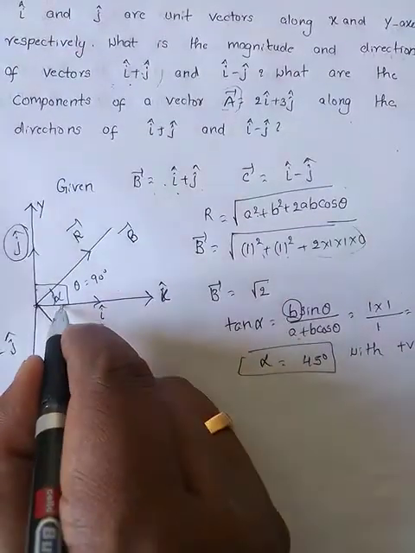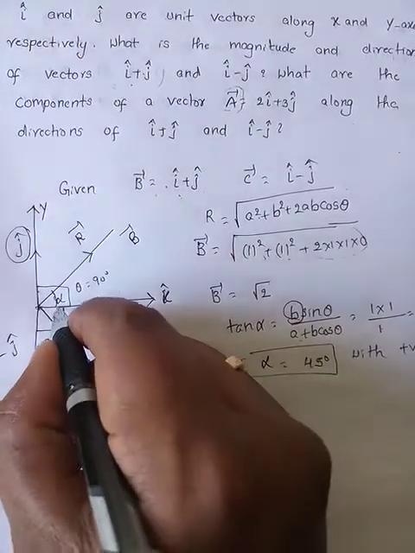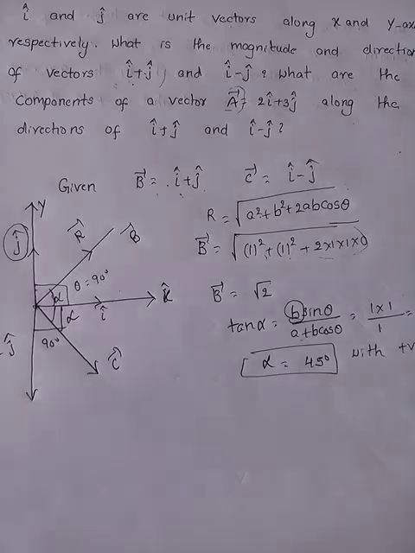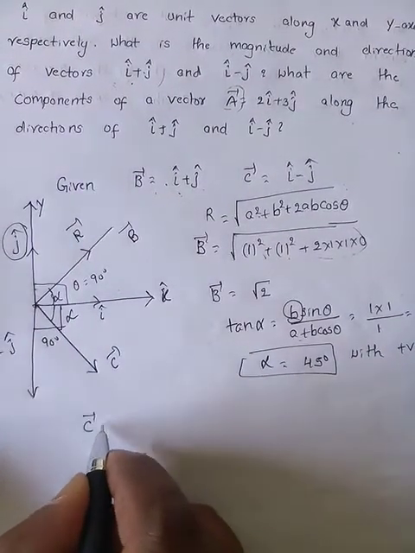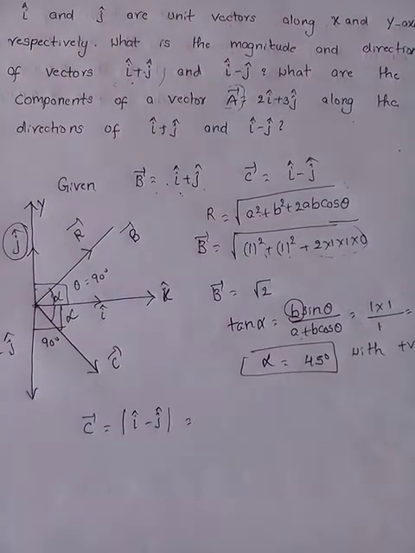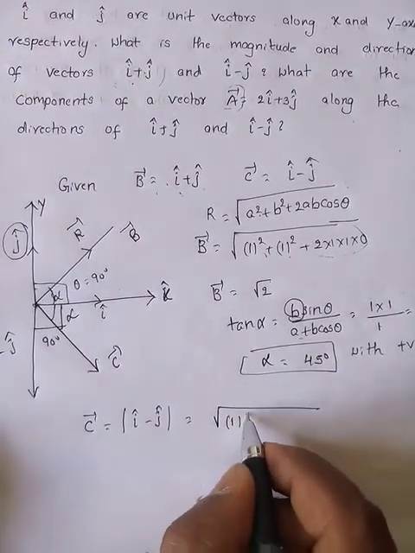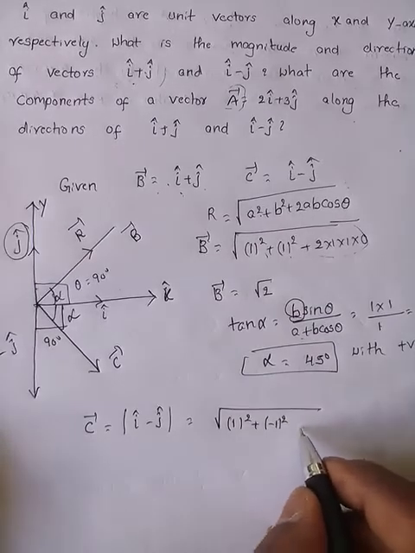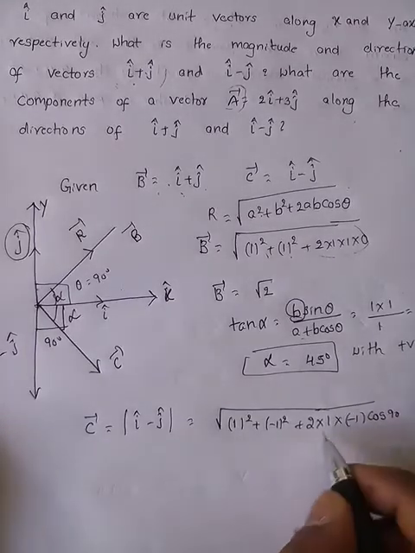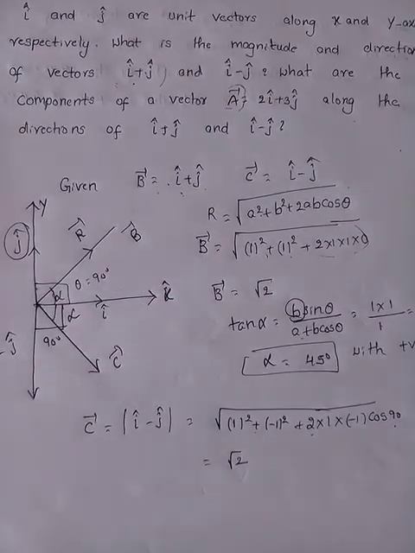As usual, the angle between two vectors is 90 degrees and this is alpha, right? The angle made by the resultant with x axis. Let us see what we get. C bar is equal to i cap minus j cap. We should calculate the magnitude, right? Now what is the magnitude? Root of 1 square plus minus 1 whole square plus 2 into 1 into minus 1 cos 90. So however this becomes 0 and this is what? Root 2. The magnitude of resultant vector in both cases remains the same.